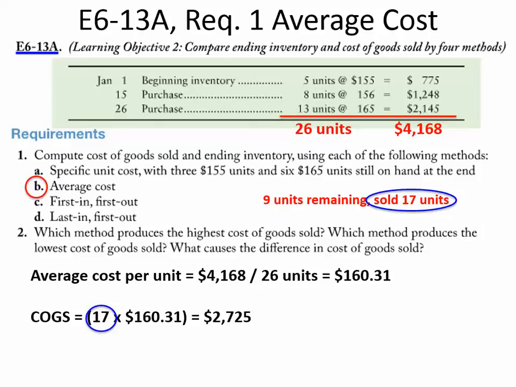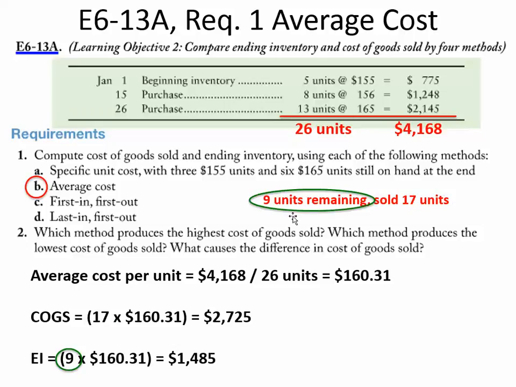Okay, so back to this one. Then we need ending inventory. We have 9 units left in ending inventory, so 9 times the 160.31 gives us 1,485. So we are done with 1B. So now we can proceed on to the FIFO method.